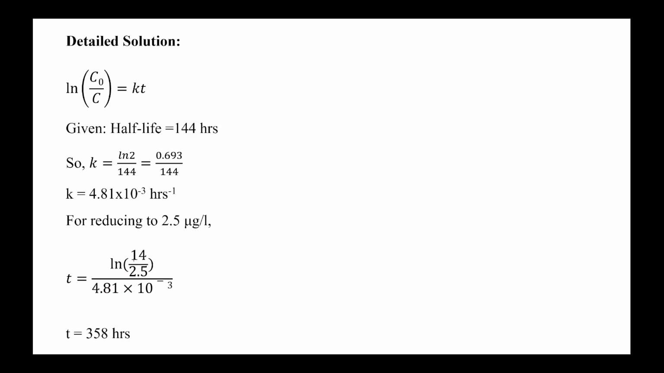So just divide 14 by 2.5, take a natural log of that, and then divide that by 4.8, and then multiply by 1000. Is that clear? Are you able to do this calculation? You will have a digital calculator during your exam also, so don't worry about that. You can use your calculator for calculating this. Is this clear?